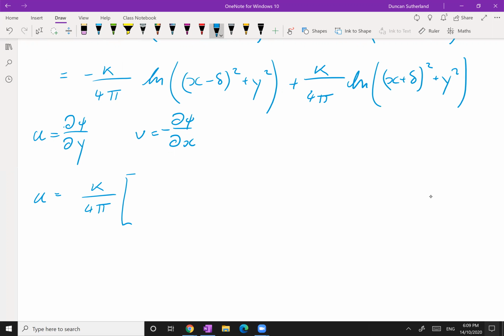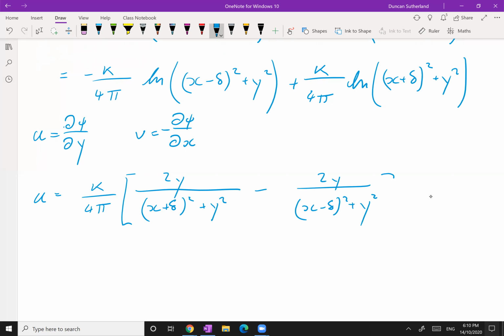So I've actually swapped the order here. I'll do this one first, draw it here. So 2y, right, coming from the argument. Derivative of log is 1 over the argument, (x plus delta) squared plus y squared, like so. Minus this one here, because the minus sign's there, 2y over (x plus delta) squared plus y squared, like so.